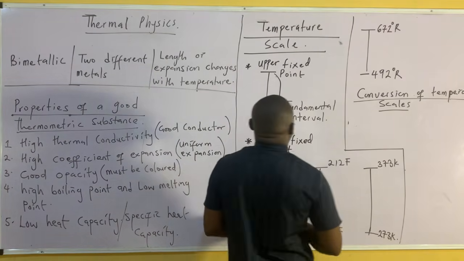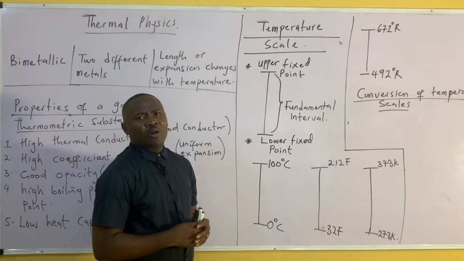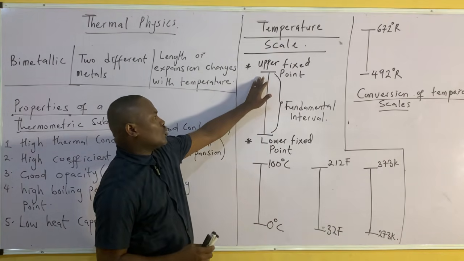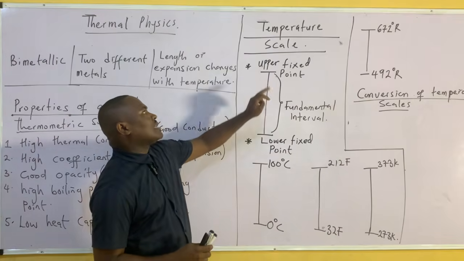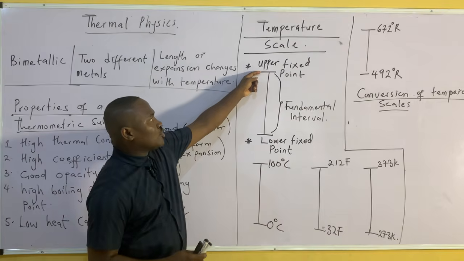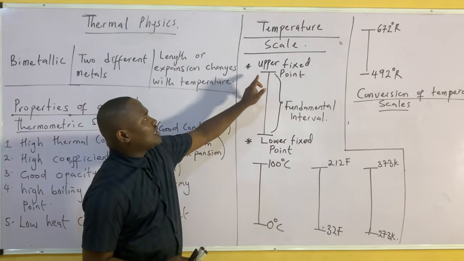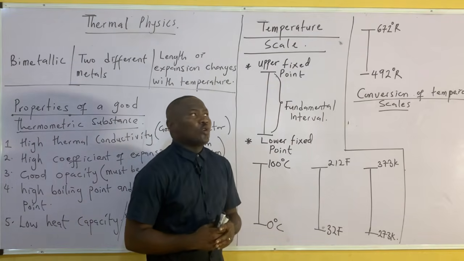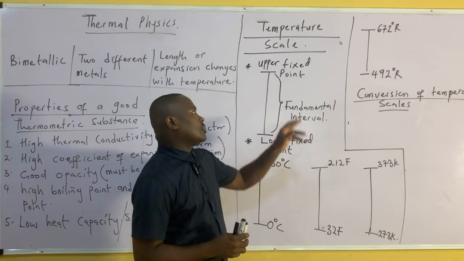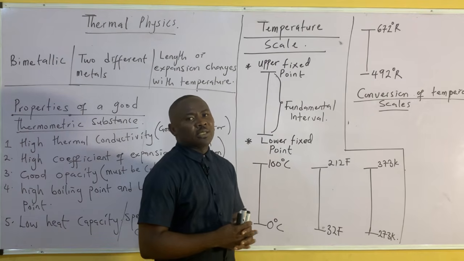Now we'll be looking at the temperature scale. A temperature scale, or thermometer scale, is used to measure temperature. Now it has the upper fixed point and the lower fixed point. What is the upper fixed point also called? It's also called the point of boiling steam. While the lower fixed point is also called the point of melting ice.